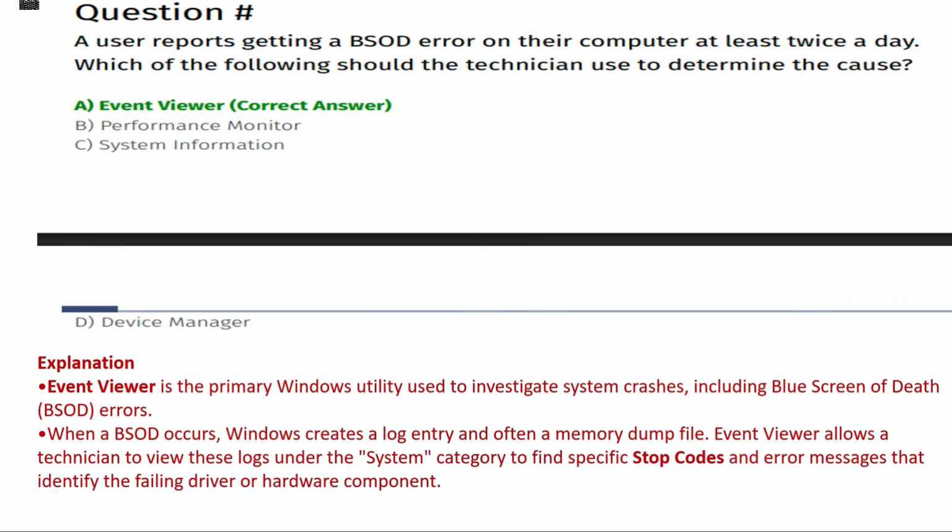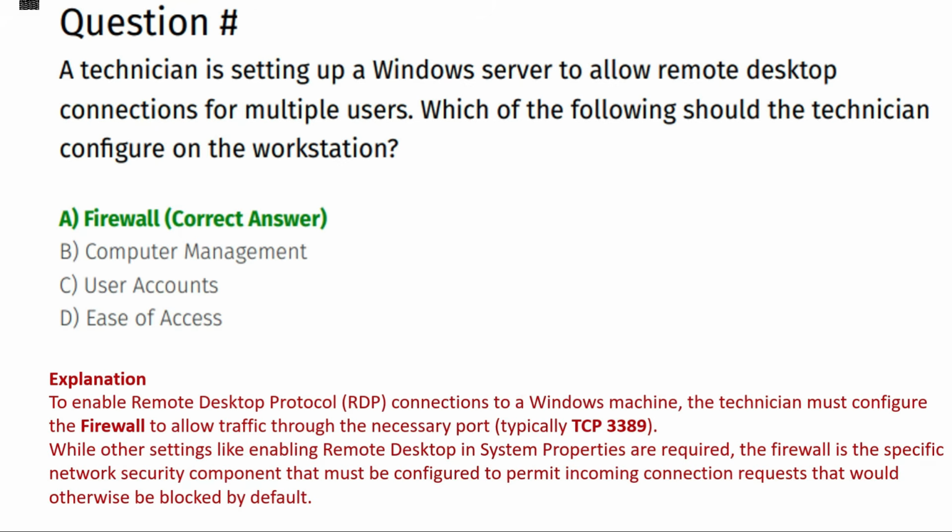So Event Viewer is the primary Windows utility used to investigate system crashes, including blue screen of death, BSOD, errors. When a BSOD occurs, Windows creates a log entry and often a memory dump file. Event Viewer allows a technician to view these logs under the System category to find specific stop codes and error messages that identify the failing driver or hardware component. So that's why the correct answer for this question is option A, Event Viewer. So let's move to the next question.